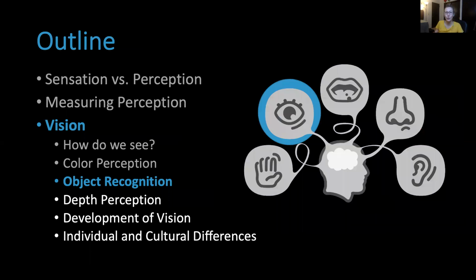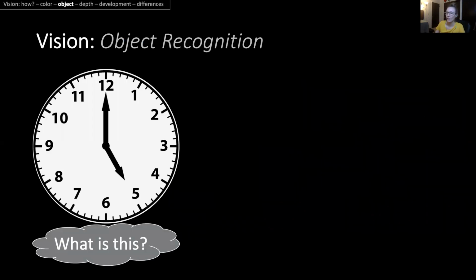So let's move on to object recognition. We talked about how you can perceive colors. How do we know what objects are? So here's an image. There's an object. What is this? Hopefully it was pretty easy for you that you're like, that's a clock, right?